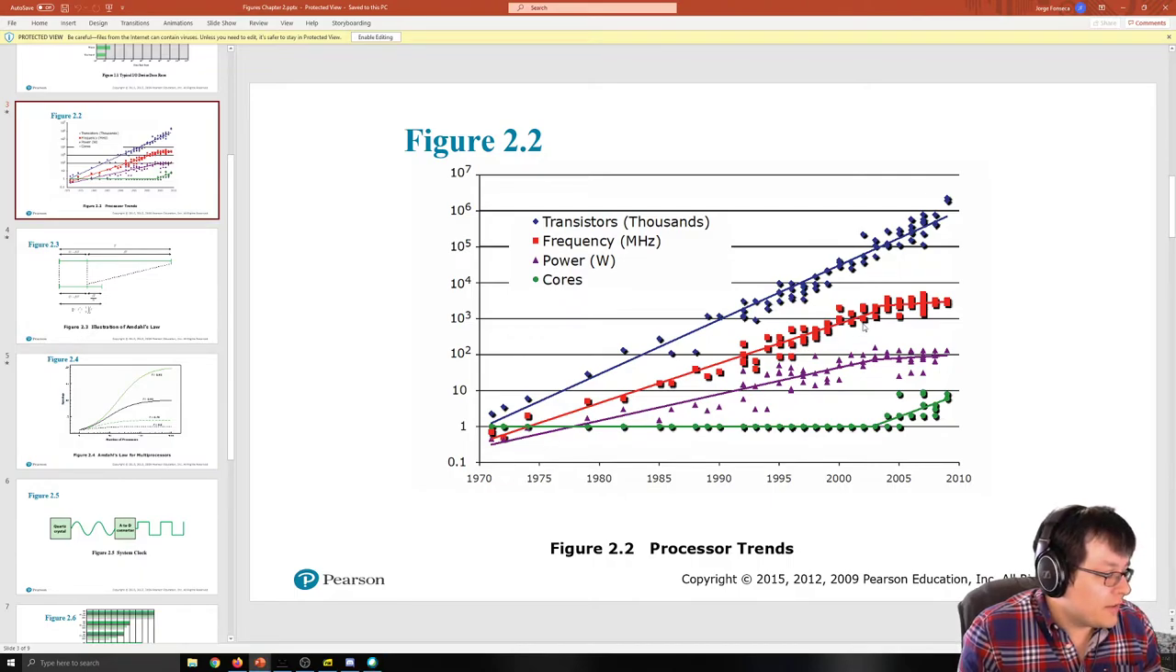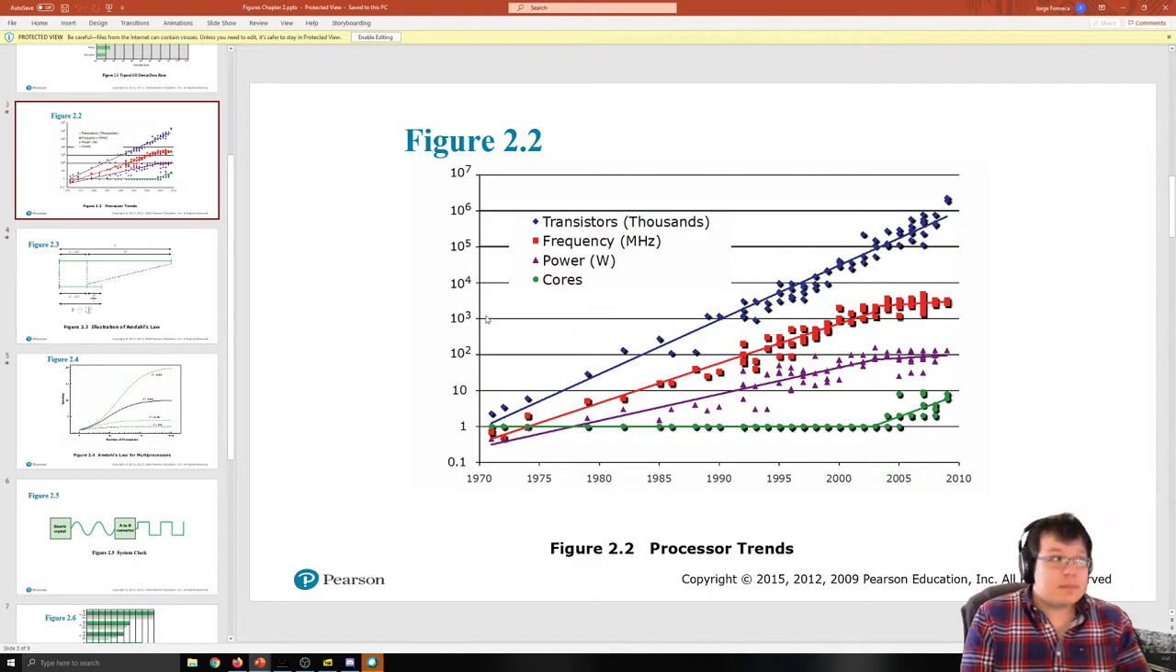And here you can see that the power goes up as the frequency goes up. And then when we level out here, we have to level out here. So, yeah.